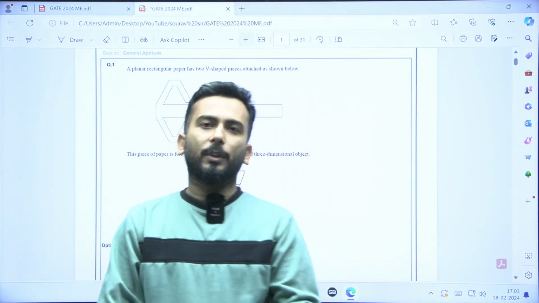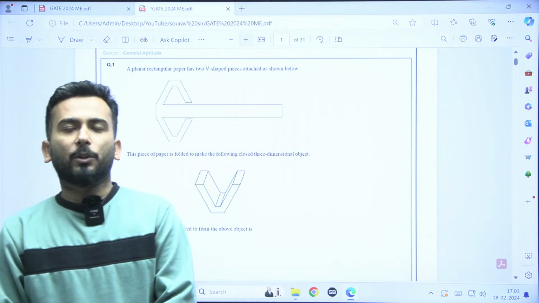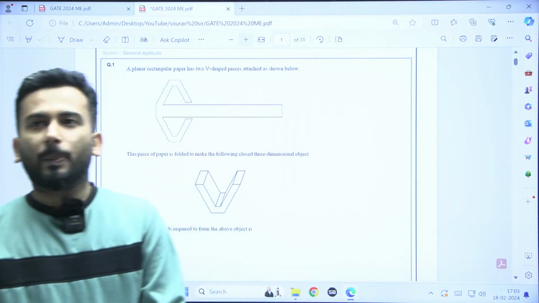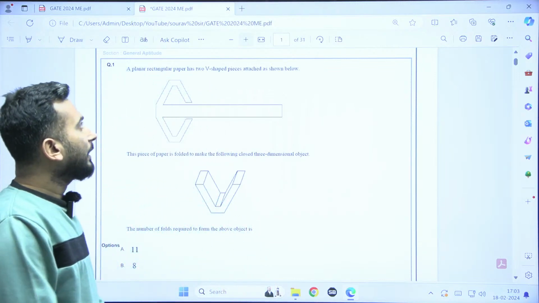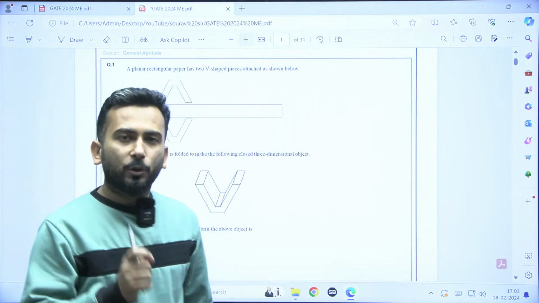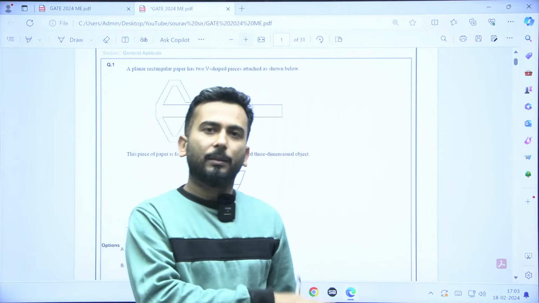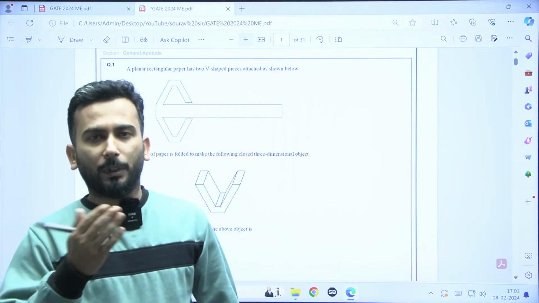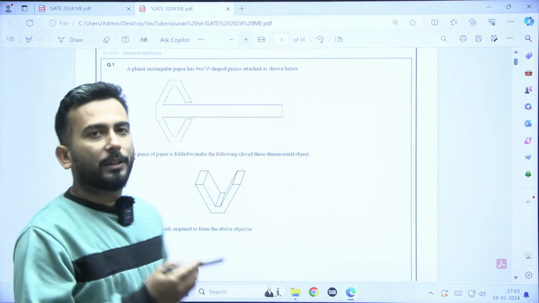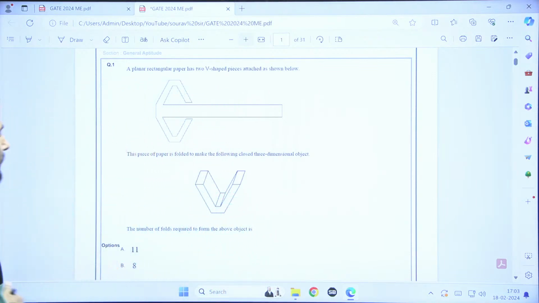Even if some questions are controversial, I will discuss that also, and anyway within 1 or 2 days when the official key comes you can match. So without wasting any time, let us start from question number 1. For most of the questions I will give the answer key only, as we already did the analysis on the day of the examination. Today I will be discussing only the answer key, so you can match how many of you have got the correct answers and how many the incorrect answers.